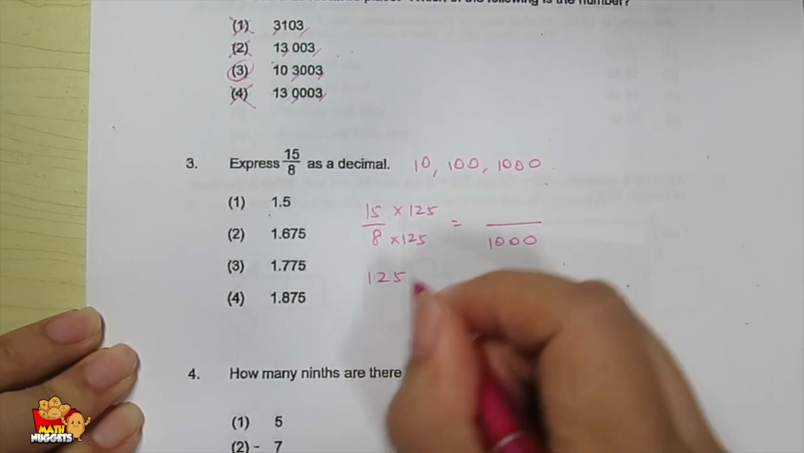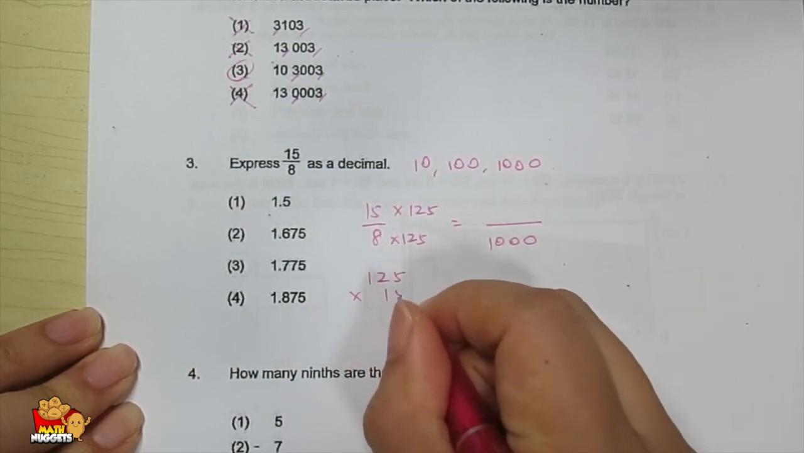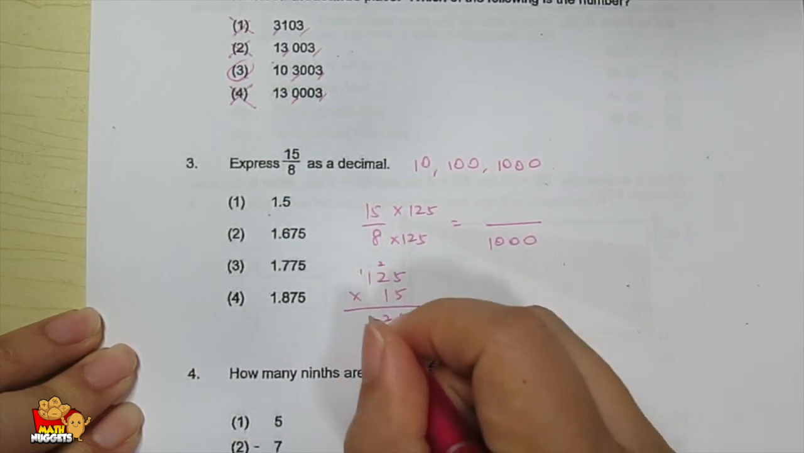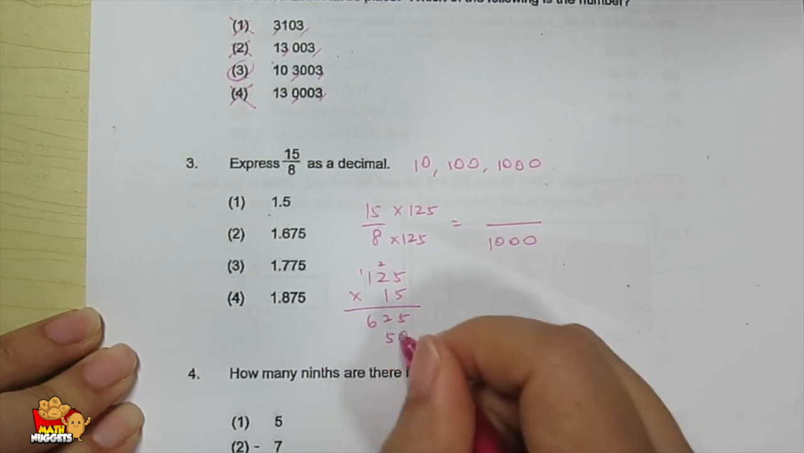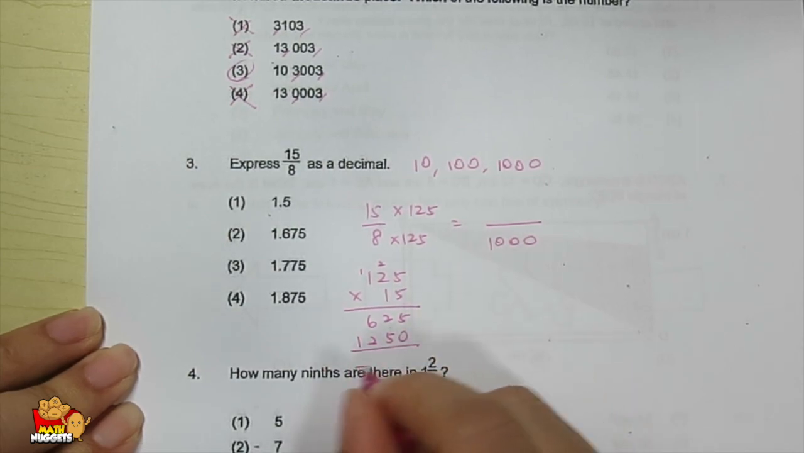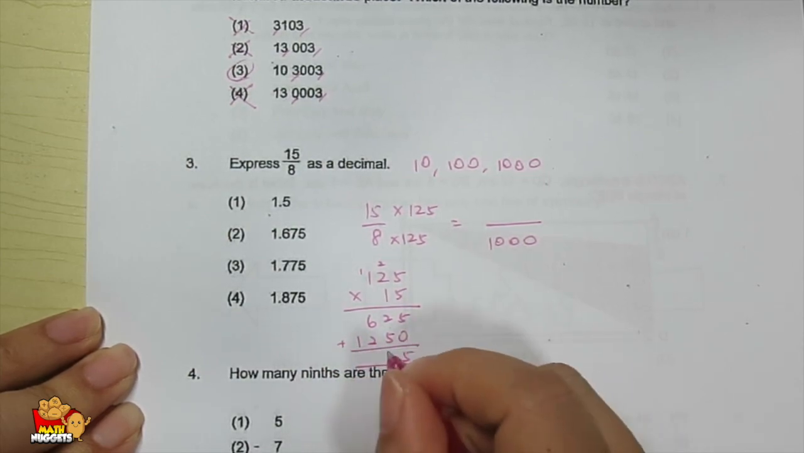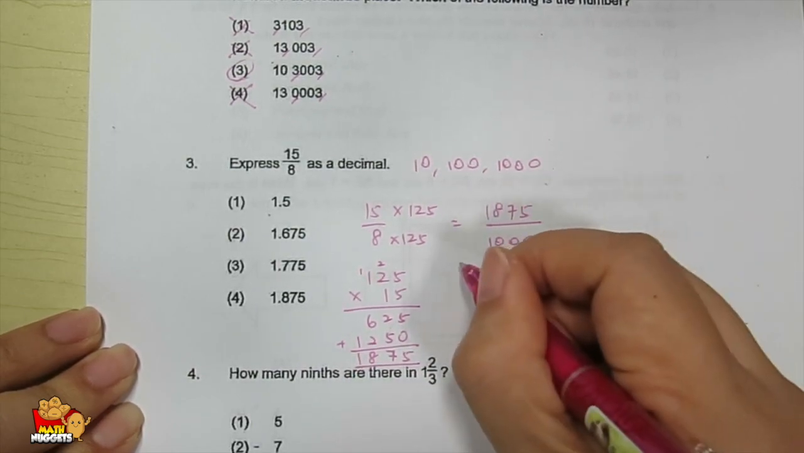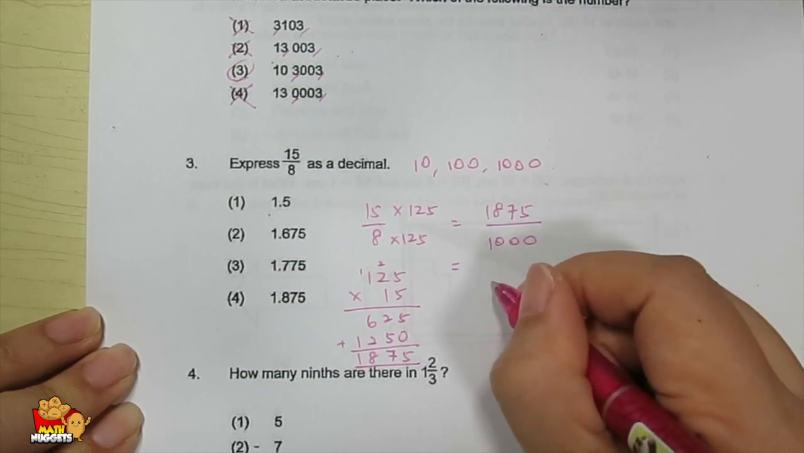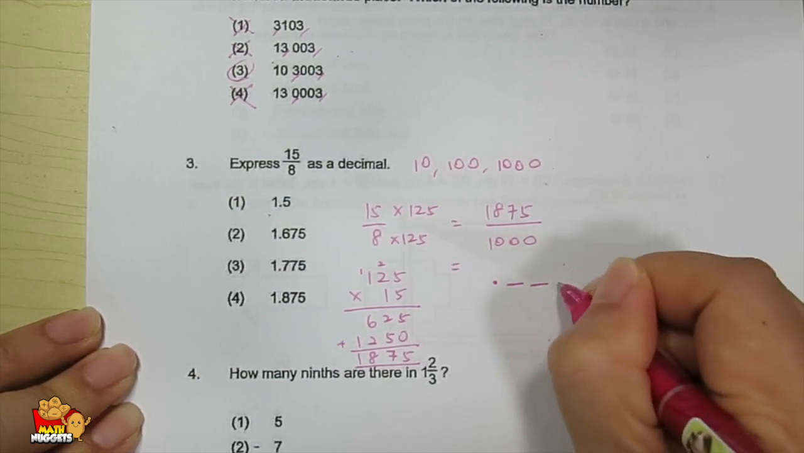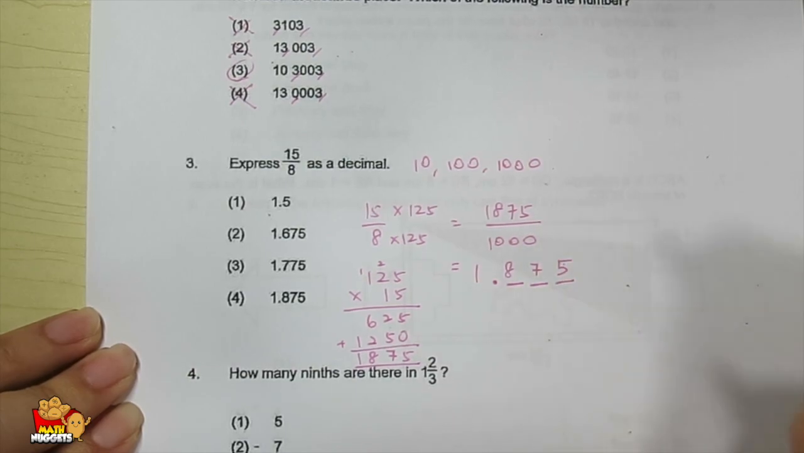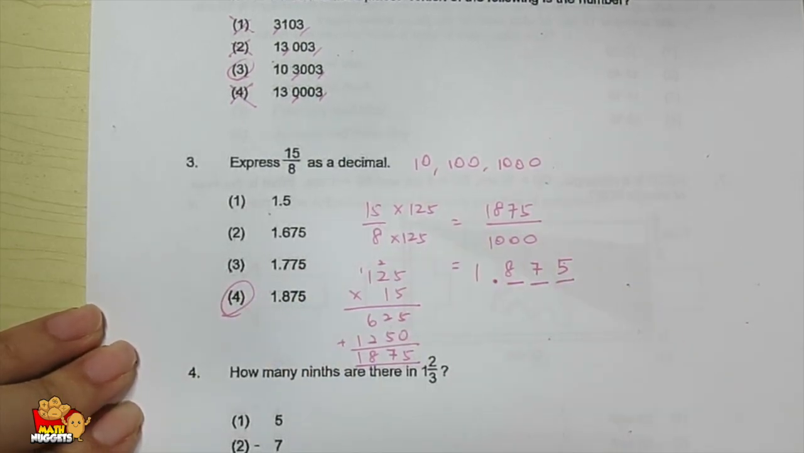So 125 times 15. So this is 1875 out of 1,000. So remember, out of 1,000 means you have 3 decimal places. 1, 2, 3. Then we fill in 1875. Answer is 4.